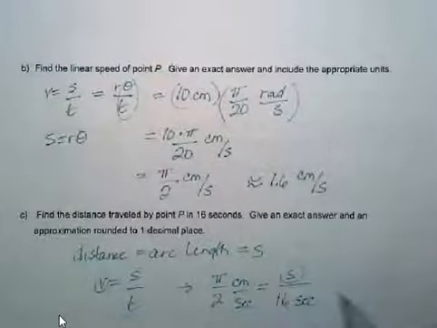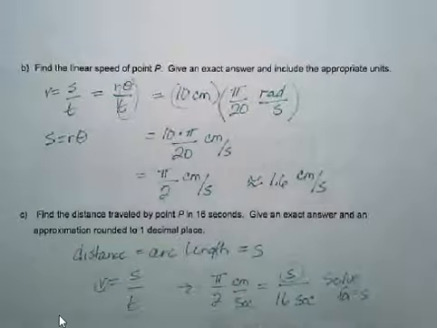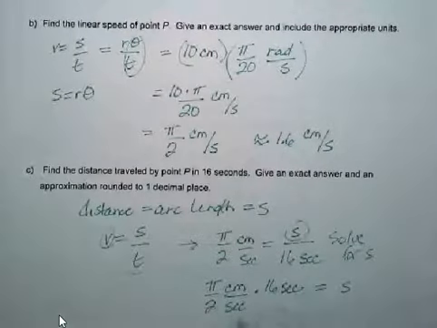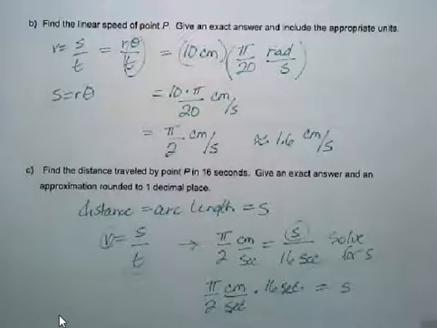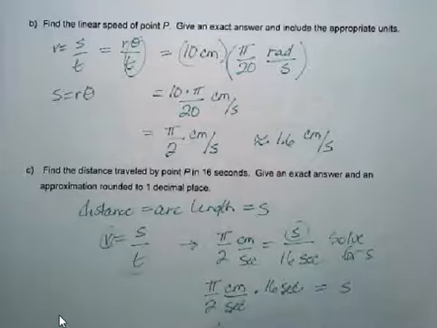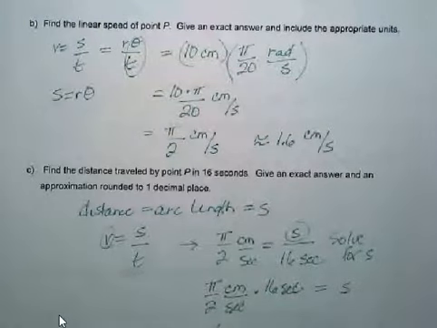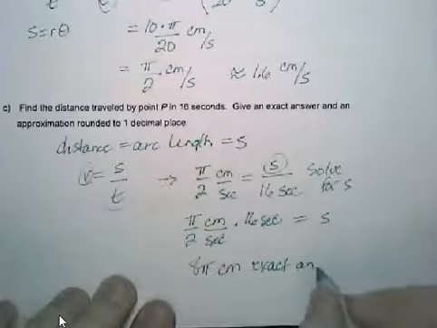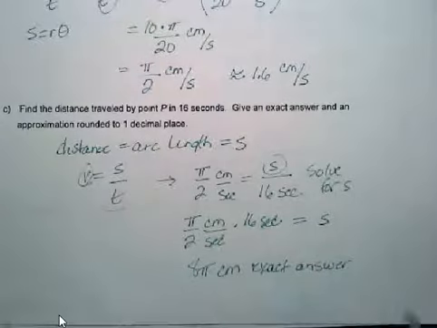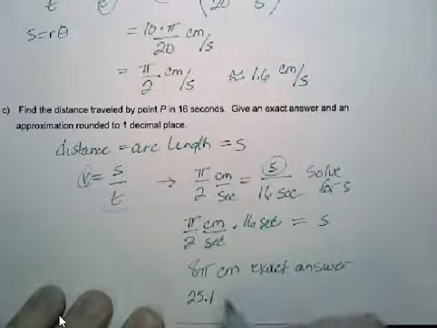And then I'm just going to solve this for s. So to do that, I can just multiply both sides of this by the 16 seconds. That will give me the s by itself on this side. My seconds cancel out. I can cancel out units just like I cancel out numbers. And if I'm going to simplify this, I've got pi times 16 on the top and a 2 on the bottom. That's going to simplify to 8 pi. The only unit I have left is centimeters. This would be my exact answer. An approximate answer rounded to 1 decimal point would be 25.1 centimeters.